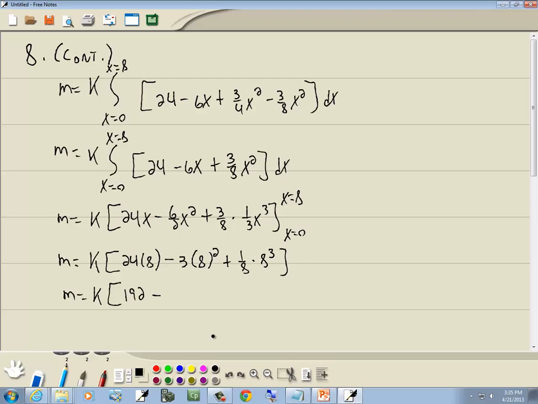Minus 3 times 64, what was that? 3 times 64, 192. This 8 cancels one of those, so that gives me 8 squared, so plus 64. So we get m is equal to 64k. Now let me write that down, because I know I won't finish this on this page. We'll have to continue it.